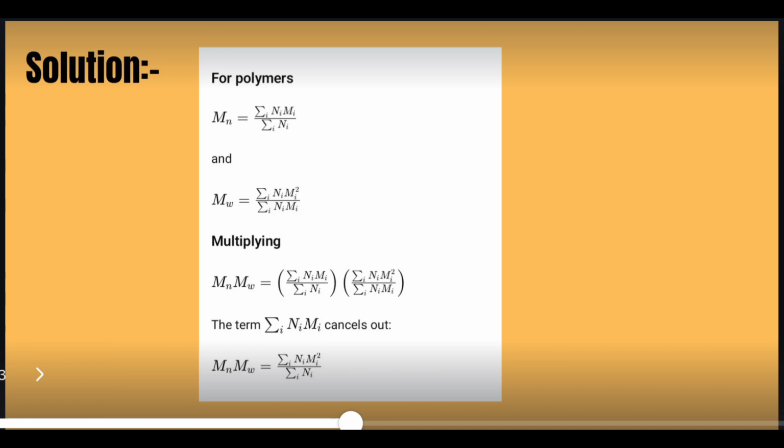For polymers, Mn is equal to summation of NiMi divided by summation of Ni, and Mw is equal to summation of NiMi square divided by summation of NiMi. Multiply both. So Mn Mw is equal to summation of NiMi divided by summation of Ni into summation of NiMi square divided by summation of NiMi. The term summation of NiMi cancels out. So we will get Mn Mw is equal to summation of NiMi square divided by summation of Ni.